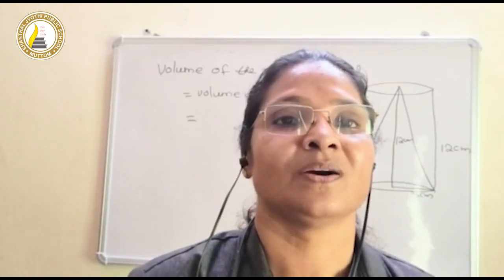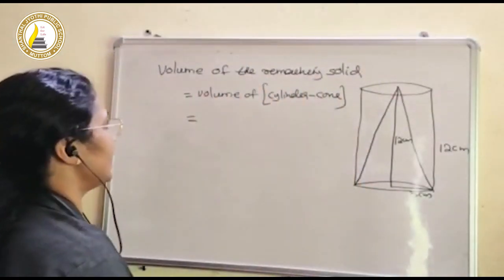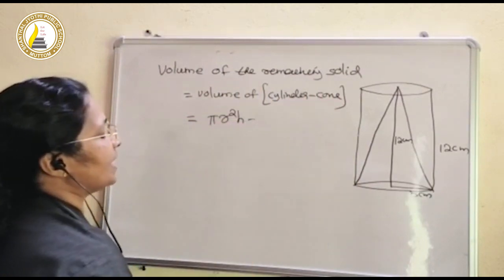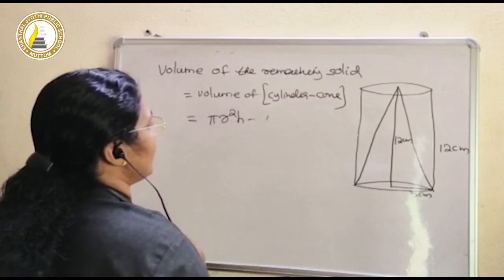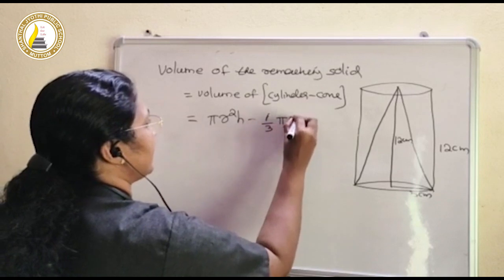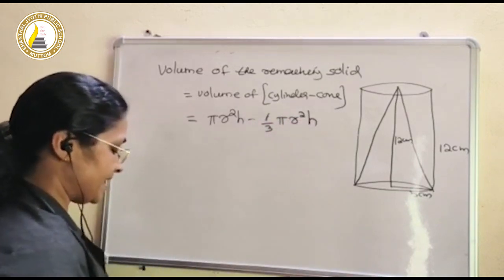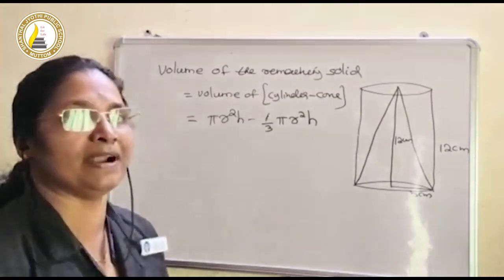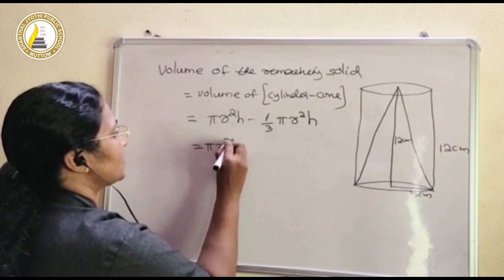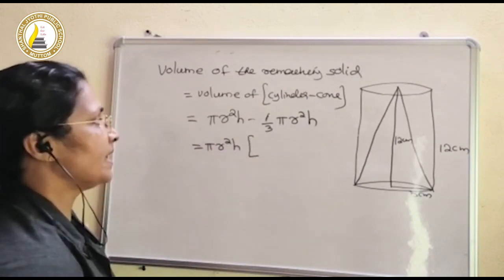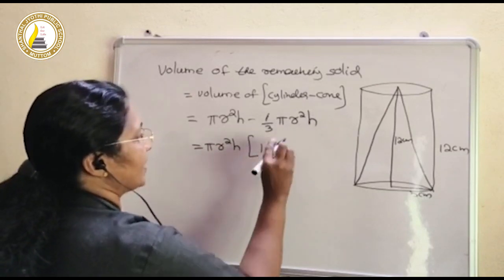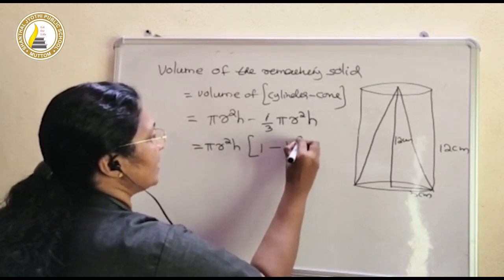Only that much. Volume of cylinder: what is the formula? It is pi r square h. And what is the volume of cone? It is 1 by 3 pi r square h. Pi r square h is common. Therefore, what can we take outside? Take pi r square h outside. After taking pi r square h out, from the first term, 1. From the second term, 1 by 3.